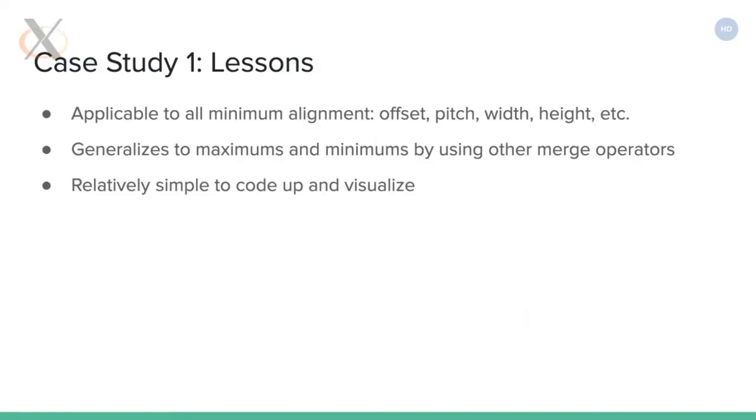So, a couple lessons from the first case study. This type of operation is applicable to any kind of minimum alignment requirement: surface alignment, pitch alignment, width or height alignment requirements, anything like that. The same basic thing also generalizes to minimums and maximums just by replacing the merge operation with min and max. And it's also relatively simple to code up and visualize. I think most people understand how this works and the problem it solves, so it's a good example to start with, I think.